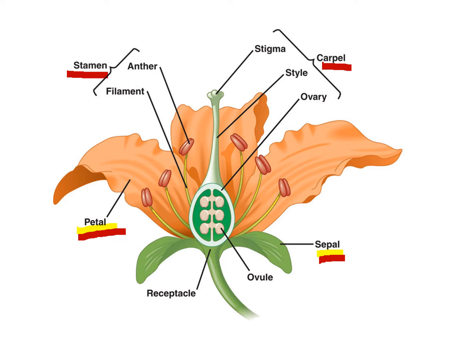The stamen is divided into two parts, the anther, which you can see here, and a stalk, the part which joins the anther to the flower, known as the filament. In the same way, the carpel is divided into three parts: the stigma, the style, and the ovary.